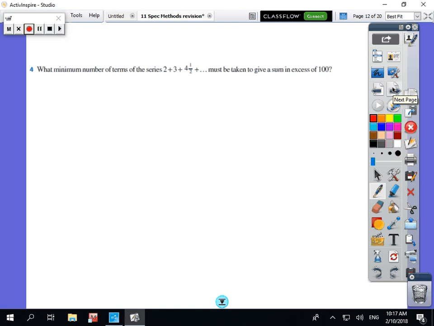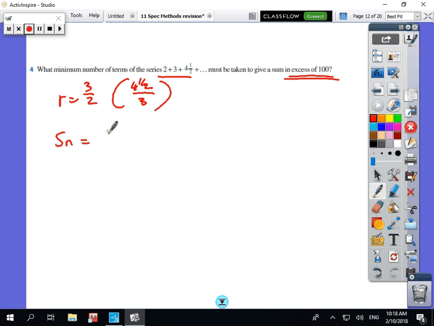What minimum number of terms? Now we've got to work out, it could be a mixed question, but if you have a look at that, it's definitely not going up as an AP, so it's a GP. So R equals 3 on 2, which would be the same as 4.5 divided by 3. What minimum number of terms must be taken to give a sum that exceeds 100? Okay, so it's a GP sum. So have a go. Come back when you're ready. So Sn equals A(R to the n minus 1) over R minus 1.